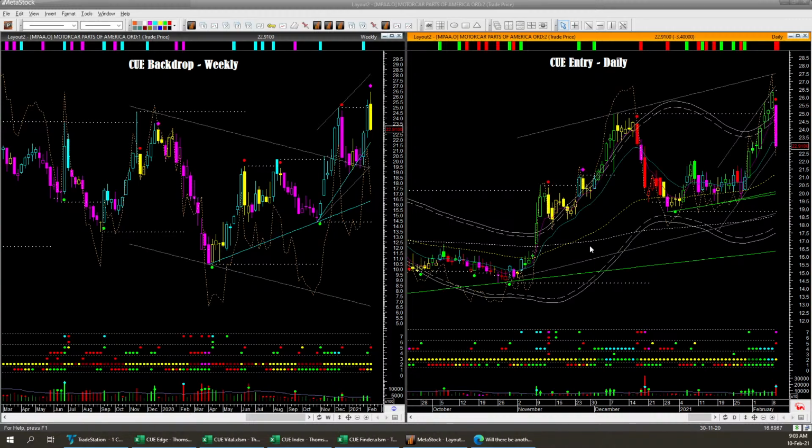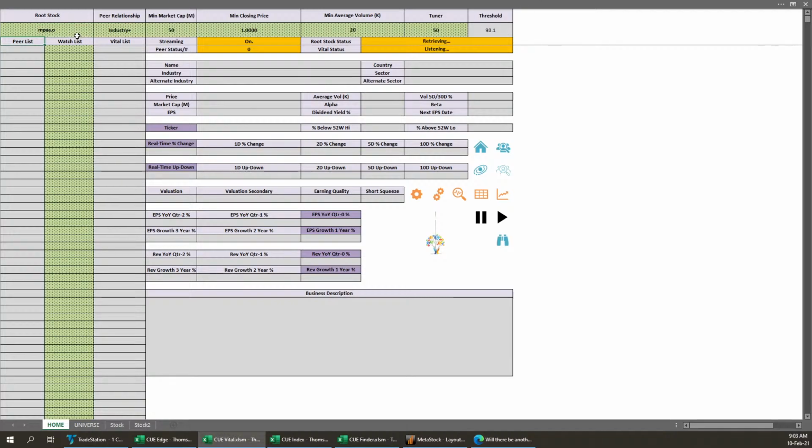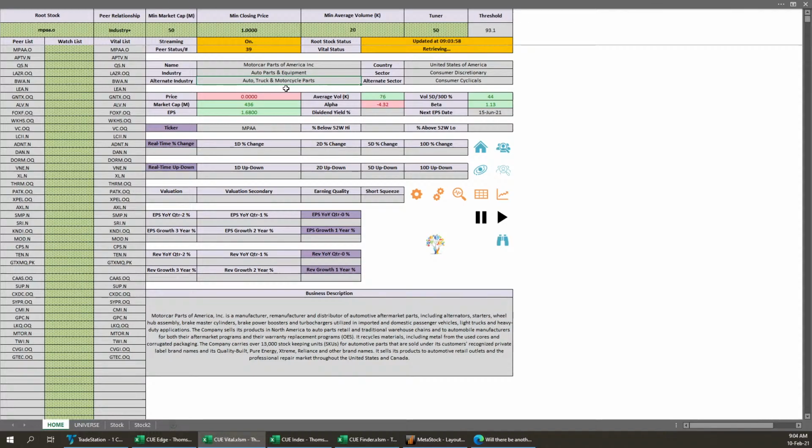Now let's look at this fundamental MPAA, auto parts and equipment, and auto truck motorcycle parts. Both are related to auto parts, so I expect these two industries to show similar relative score. Let's look up the graph again.